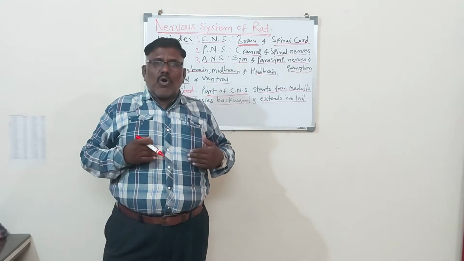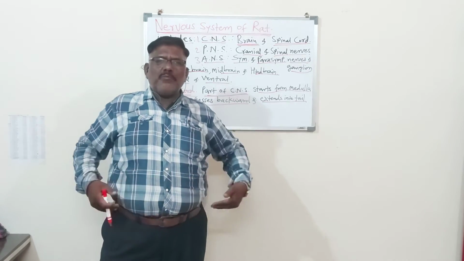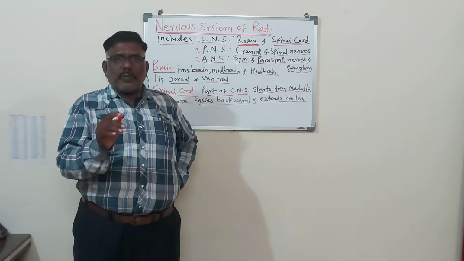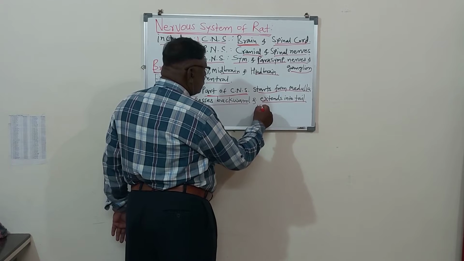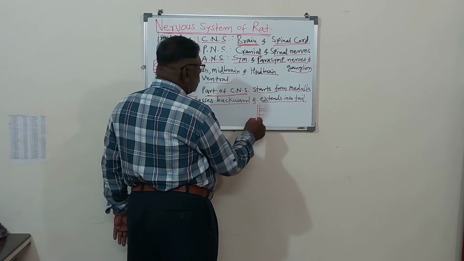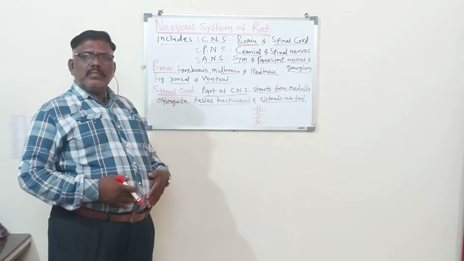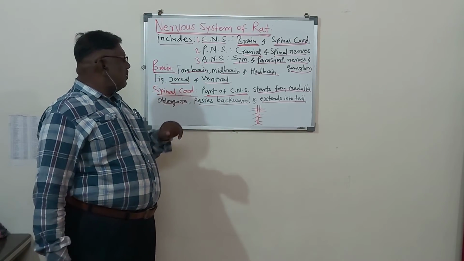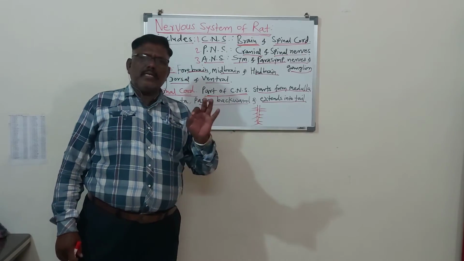And from that spinal cord, different nerves go to our abdomen, towards the backside. This is the spinal cord, and from that, nerves like this go towards the abdomen, towards the kidney, towards the different organs from the spinal cord. In notes you can study in depth.